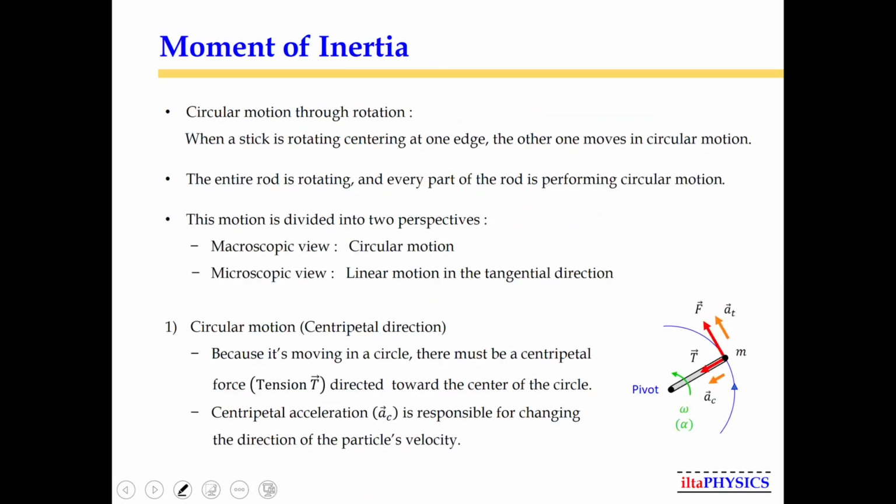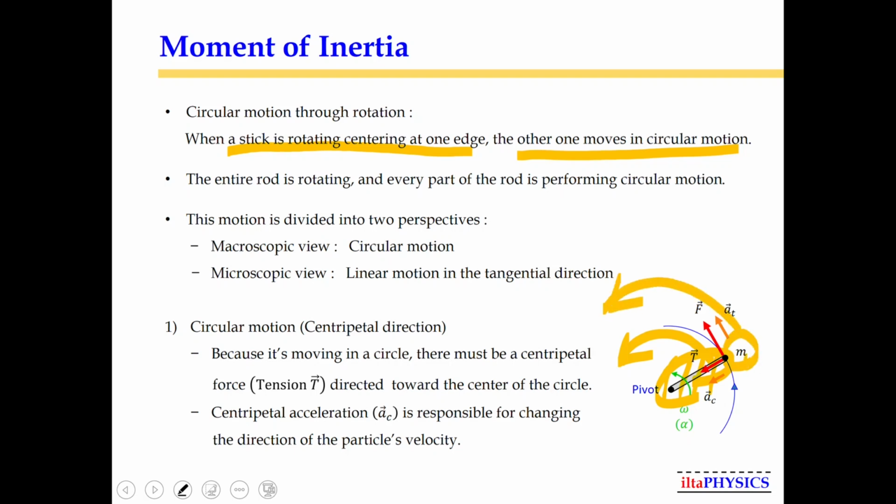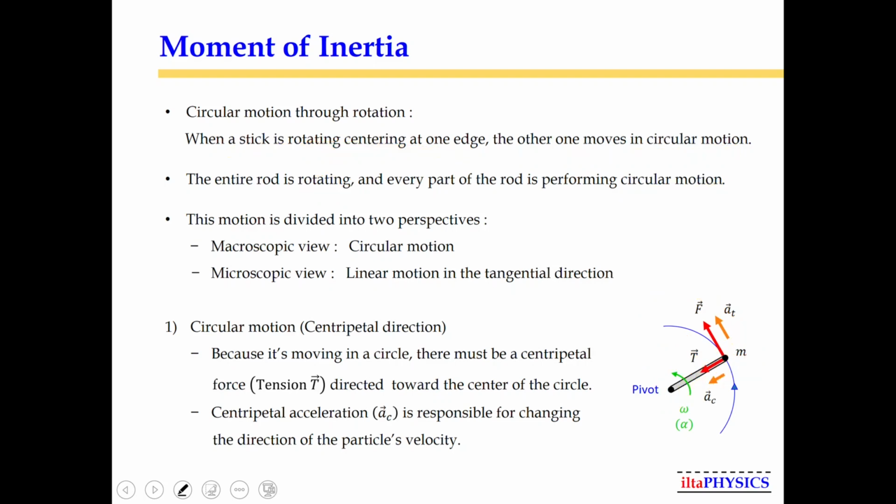Now let's take a detailed look at the center of mass. Imagine a long rod where one end is the axis of rotation, and the other end is moving in a circle around that axis, as shown in the figure on the right. In this case, the entire rod is rotating, and every part of the rod is performing circular motion. Let's focus on the very tip of the rod. That tip is moving in a circular path. We are going to analyze this motion by dividing it into two perspectives: the macroscopic view of circular motion and the microscopic view of linear motion in the tangential direction.